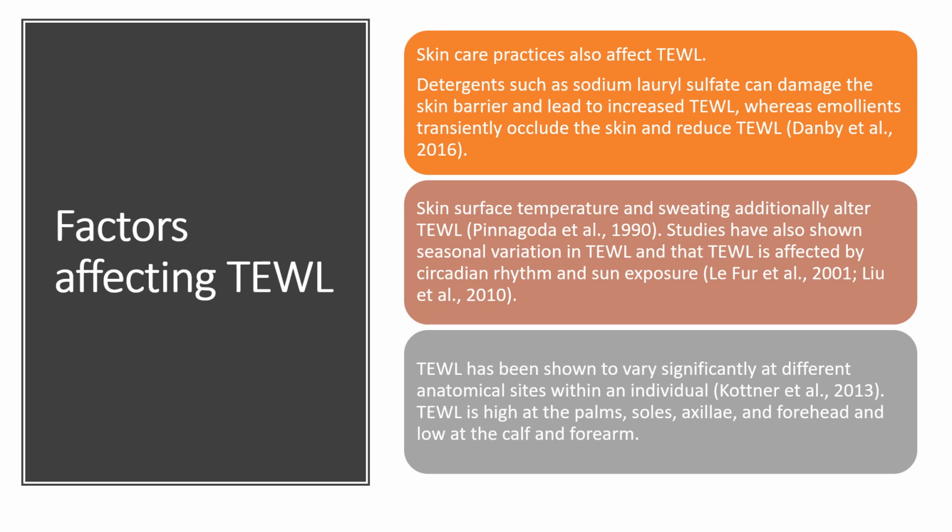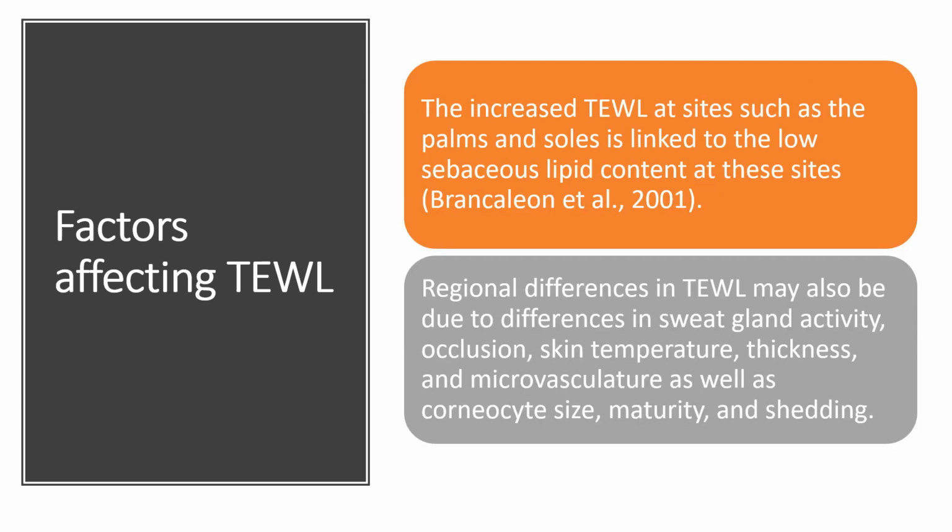Now it has been found that TEWL varies significantly at different anatomical sites within an individual. TEWL is high at the palms, soles, axillae and forehead, and low at the calf and forearm, because of the variation of the lipid content in these areas. So the increased TEWL at sites such as the palms and soles is linked to the low sebaceous lipid content at these sites. Regional differences in TEWL may also be due to differences in sweat gland activity, occlusion, skin temperature, thickness and microvasculature, as well as corneocyte size, maturity and shedding.